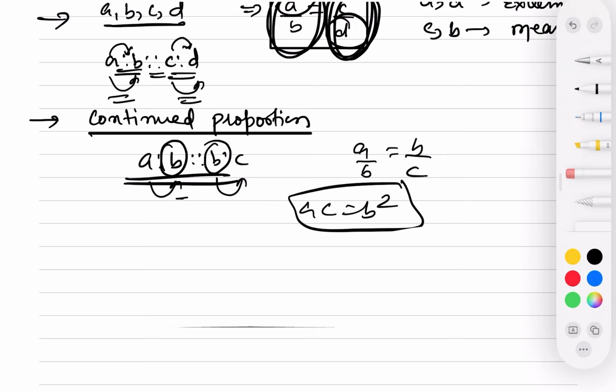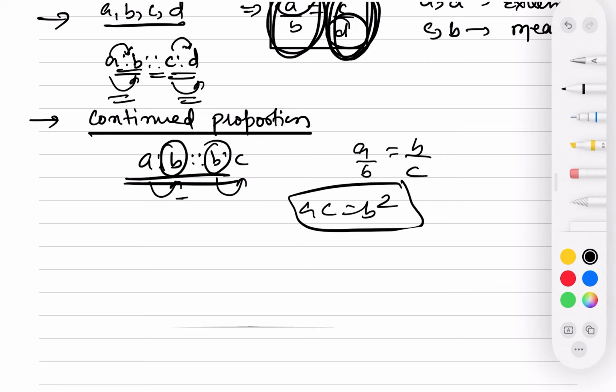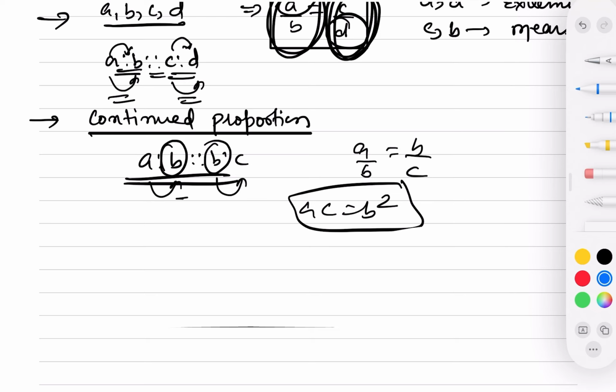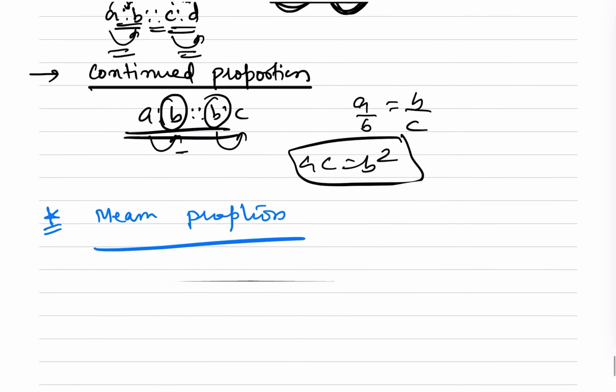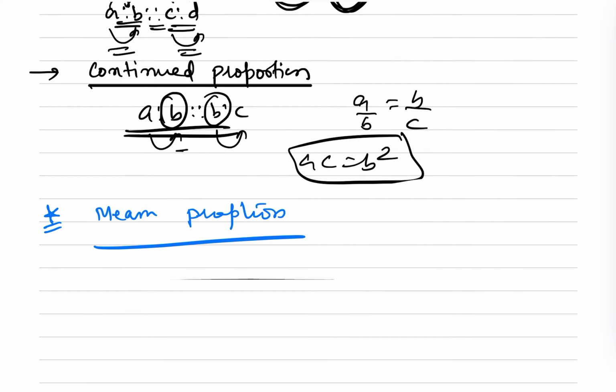Now I want to just show you some of the terms. Let's do that and let's finish this. I just want to jump into the questions, then only you will understand what we have done so far, right? So we have something called mean proportion. Can anyone tell what is mean proportion? The mean proportion of two numbers will be under root of ab.